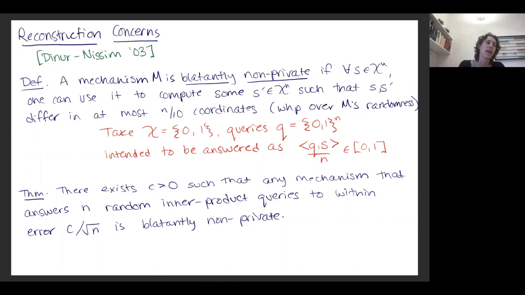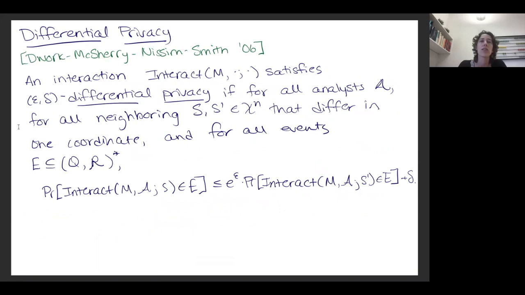There's additional reconstruction work where this gets even worse. Even if you only get pretty good accuracy on slightly more than half of the queries, and the rest of the queries you answer are garbage, you could still do reconstruction. You can even do reconstruction efficiently under certain conditions. So there's pretty bad news about reconstruction on the basis of accurate queries. And all of this was really the foundation for the introduction of the notion of differential privacy. Differential privacy is a notion that was introduced in 2006 by Dwork, McSherry, Nissim, and Smith.